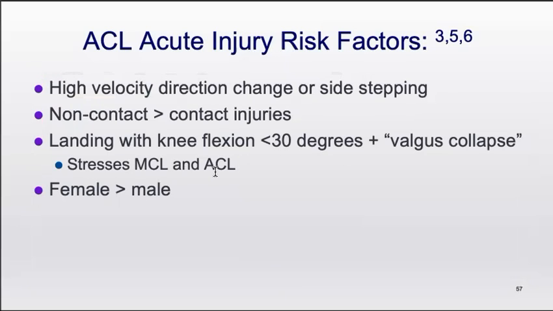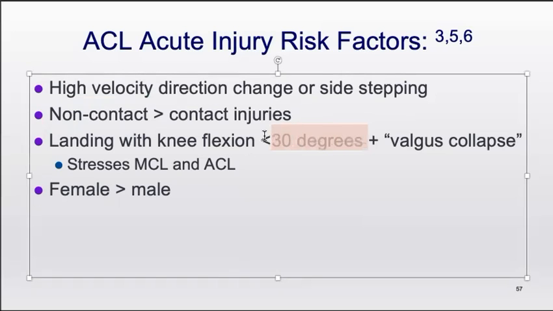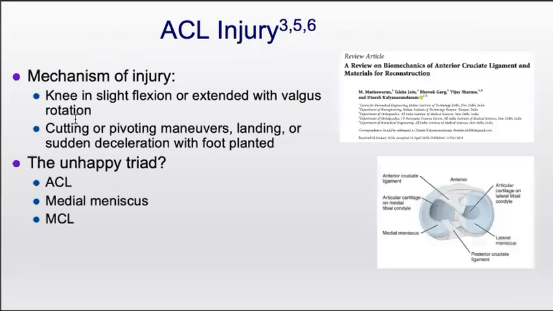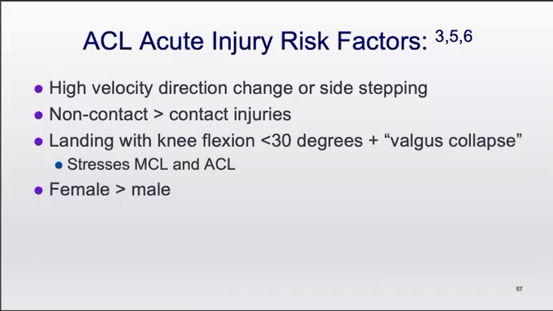The research suggests that when you land on the ground with your knee flexed greater than 30 degrees with valgus collapse, that is what stresses the ACL. It also stresses the MCL, so the medial collateral ligament. This position is typically what will cause that unhappy triad of the ACL, the MCL, and the medial meniscus. You get tears in all three. Anybody I've seen with an unhappy triad typically will have surgery, and then you're dealing with post-surgical care with the individuals.